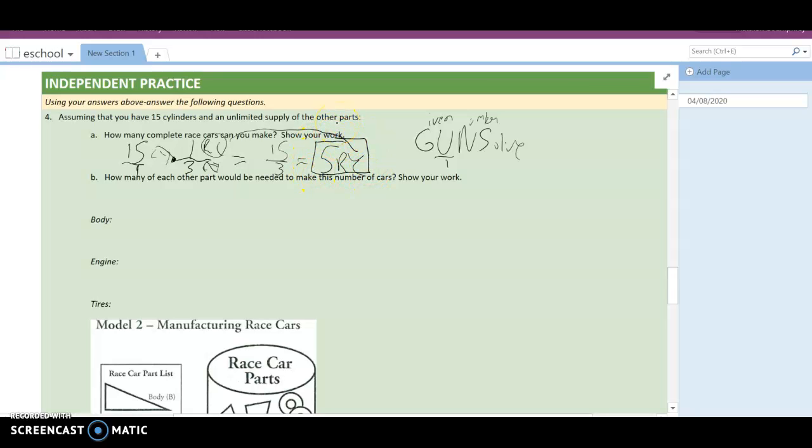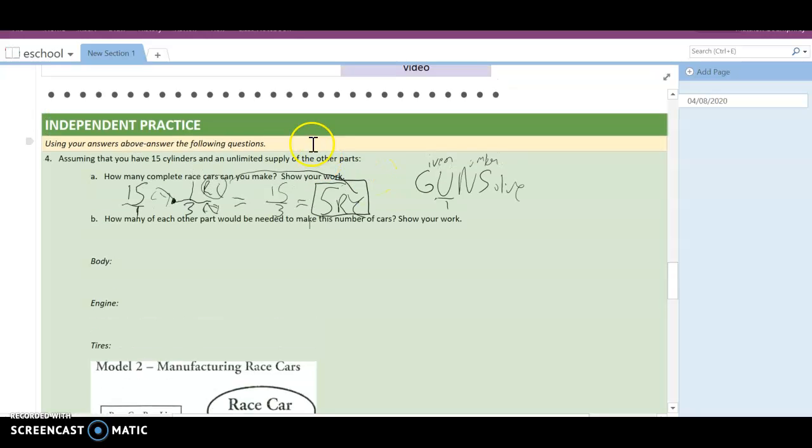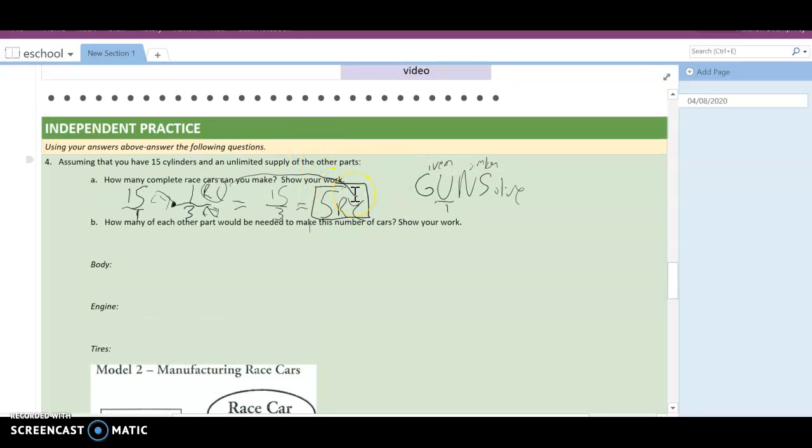All right, so how many other parts would be needed to make this number of race cars? Well, what is this number of race cars? This number of race cars is what we just figured out, 5. So I'm going to take this 5 and use it for every other problem. First I'll do my body. 5 is what I'm given. I'm going to do this out over here. 5, RC.